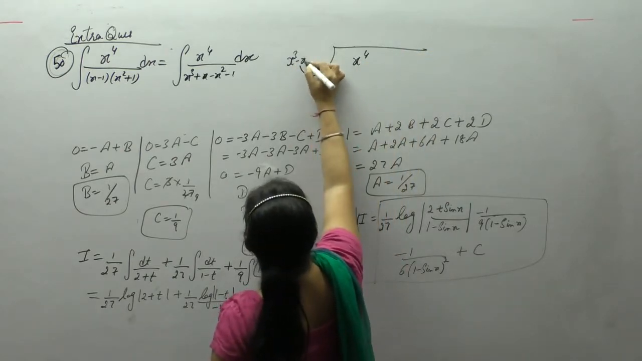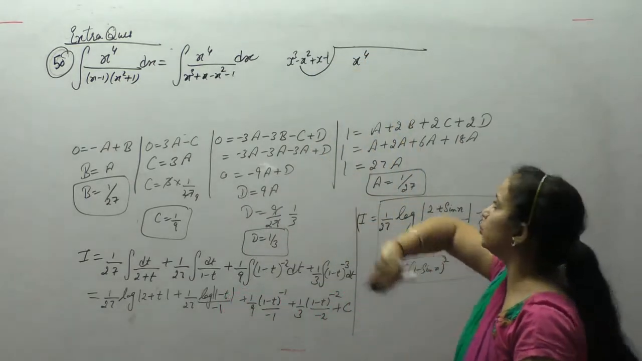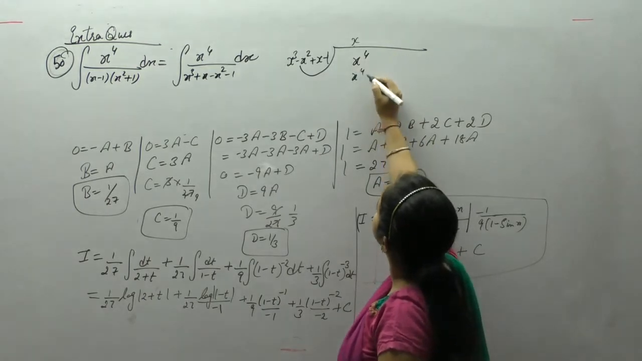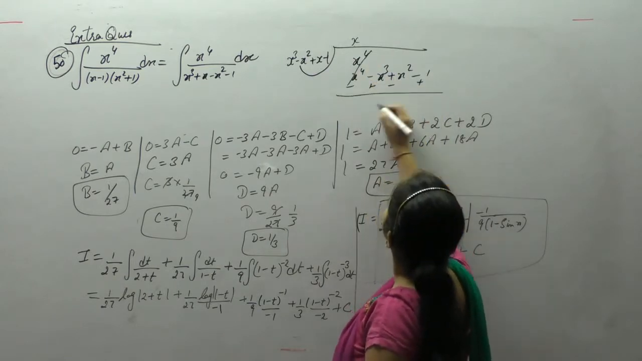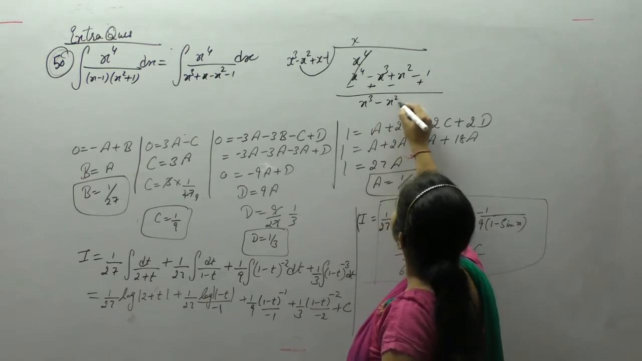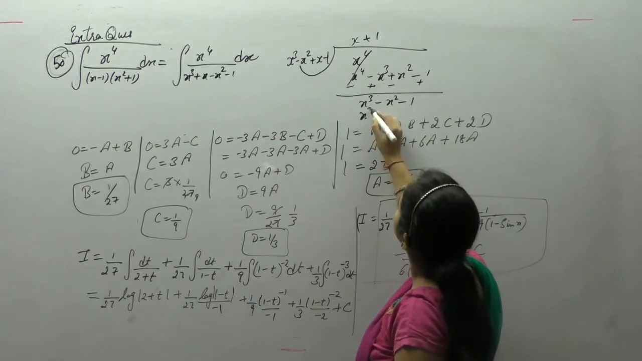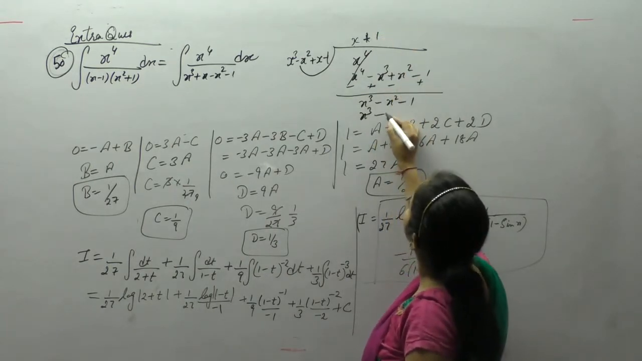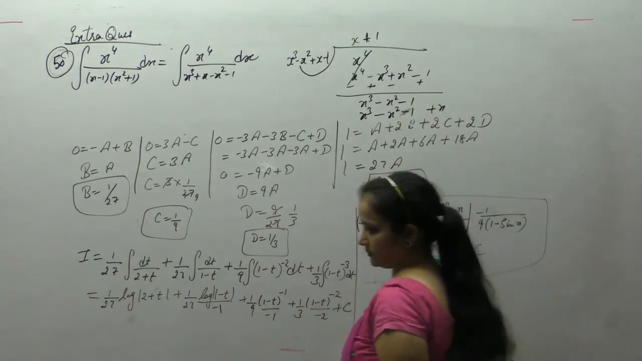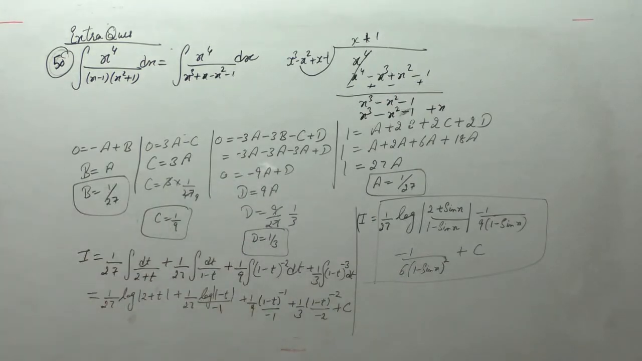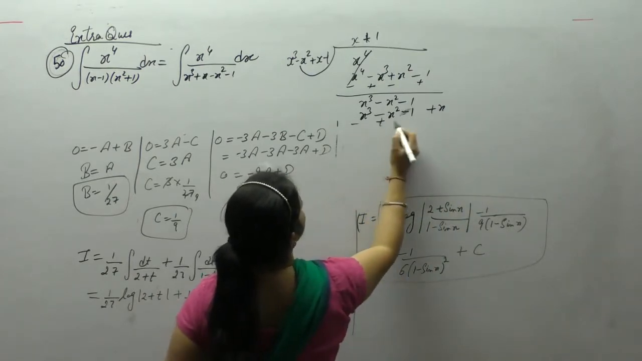X cube minus x square plus x minus 1. Divide x4 by x cube, we get x. X cube minus x square minus 1. Divide x cube by x cube, we get 1. X cube minus x square plus x minus 1. Change the signs.